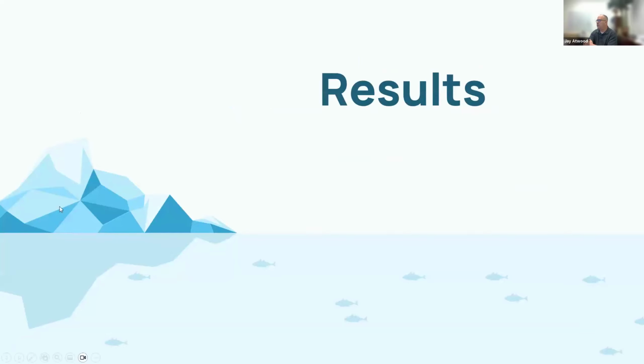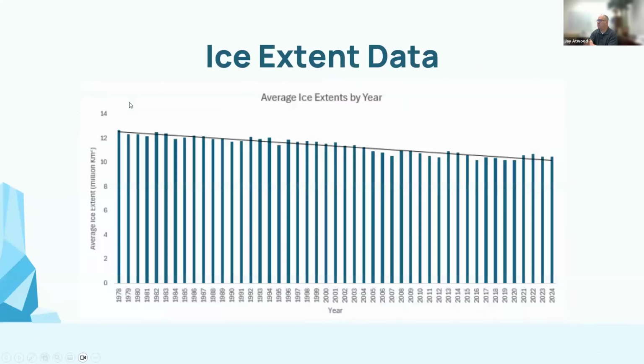Here's the results. By averaging the ice extent data since 1979, you can see that in 1979, the average ice extent was 14 million square kilometers and has reduced in 2023, which is the last year that we have a full year's worth of data, down to 13.5 million square kilometers. By averaging the monthly ice extent, we can get an idea of what is happening up north.